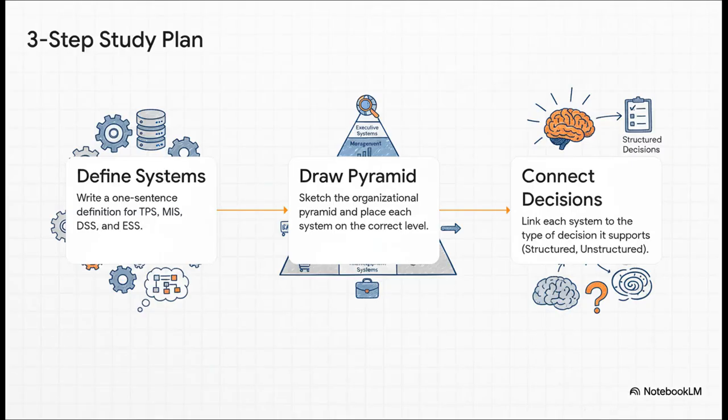So here it is, your simple three-step game plan. First, just nail the definitions. Be able to write one clear sentence for each system. Second, practice drawing that pyramid from memory and labeling it correctly. And third, connect each system to the kind of decision it helps with. If you can do these three things seriously, you are going to be in fantastic shape.